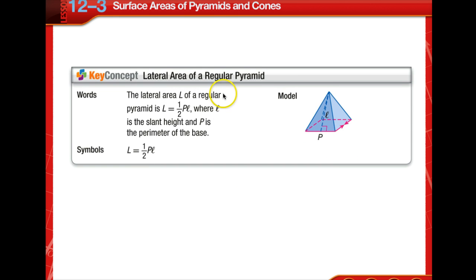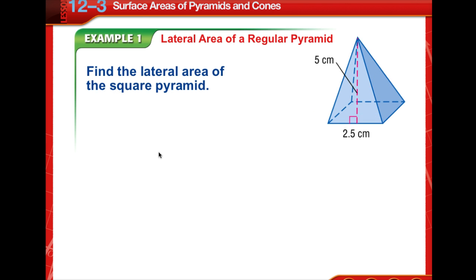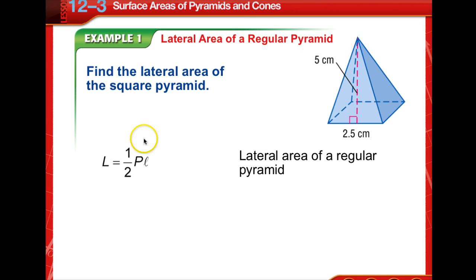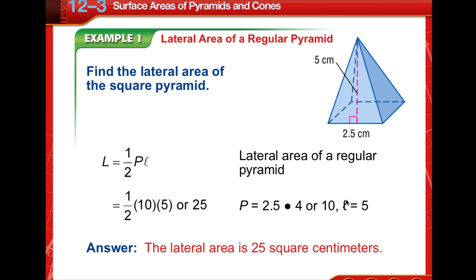Key concept is the lateral area of a pyramid. We're given the formula. The lateral area is 1/2 of the perimeter of the base times its slant height. Notice L is representing slant height. So to find the lateral area of a pyramid, you simply substitute your measures into the formula. So the lateral area of this pyramid is 25 square meters.